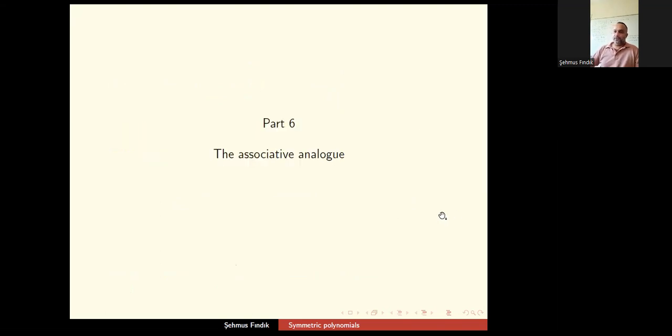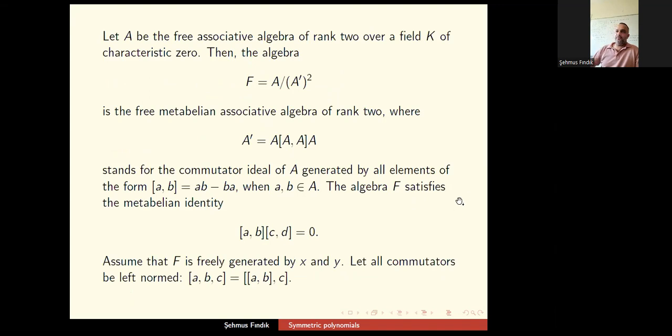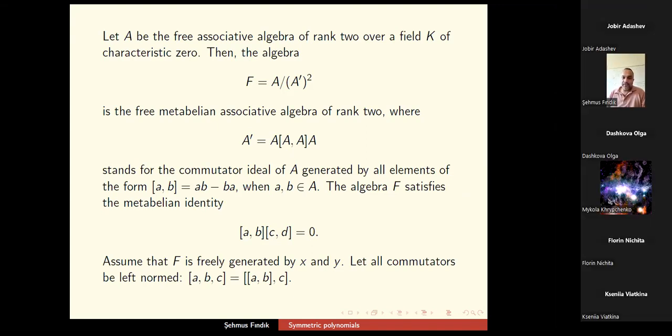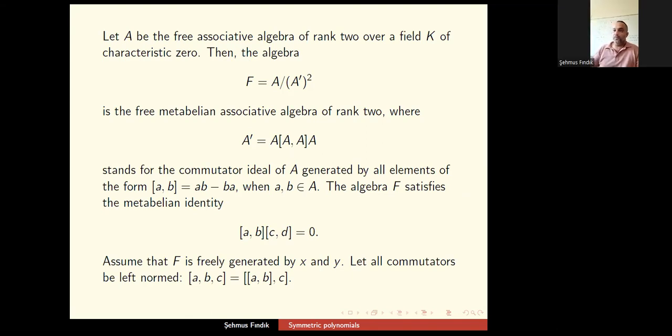So the associative analog. So this is also the free metabelian associative algebra, but here we restrict our consideration to only rank 2, because for rank n greater than or equal to 3 it is still work by Drensky and his colleagues.